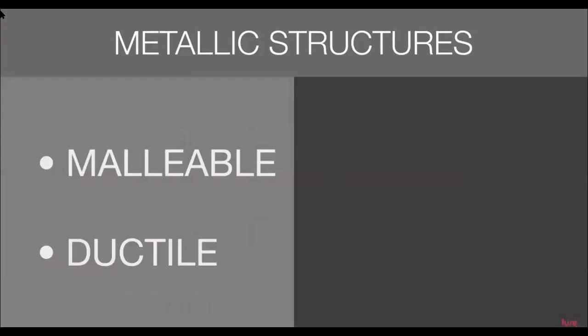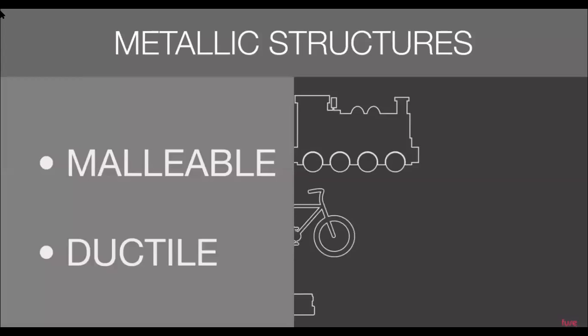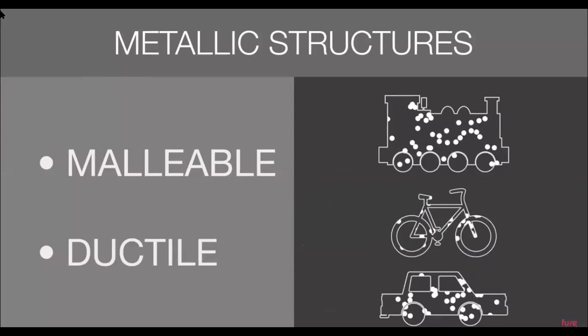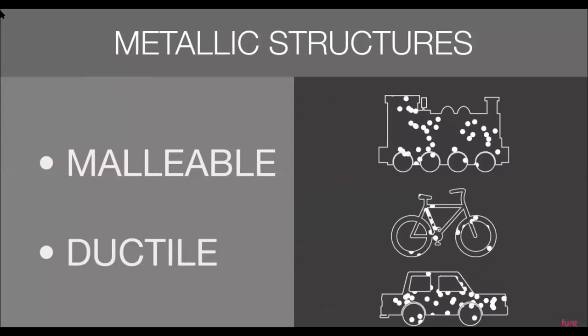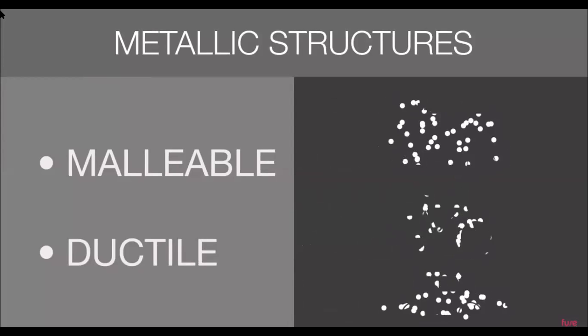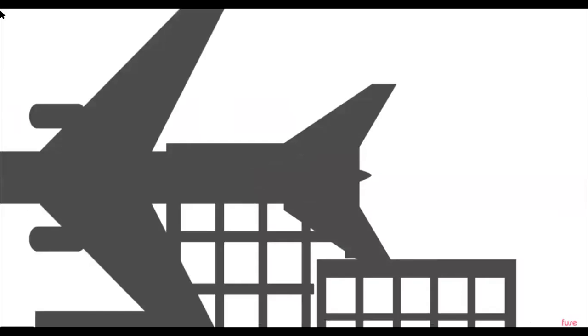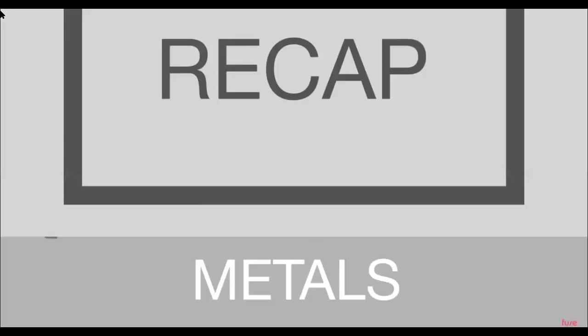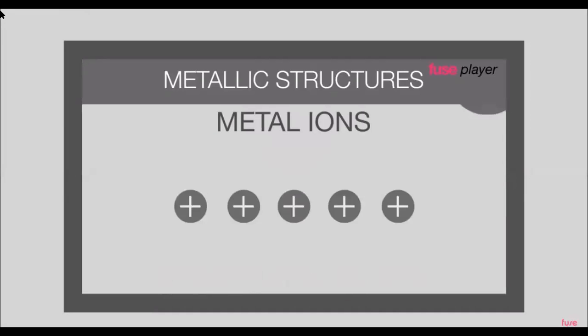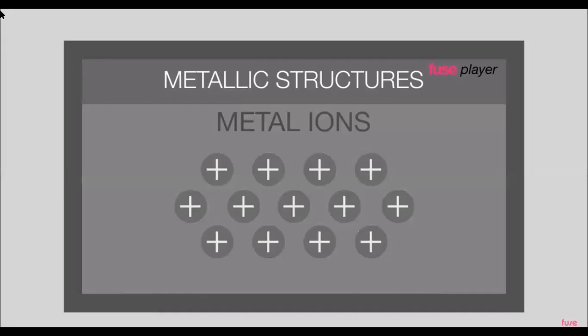Metals are malleable and ductile because no matter what shape the metal takes, the free-floating electrons will conform to that shape. The strong electrostatic attraction will remain, and therefore the structure stays intact. Let's think about it. Cars and bicycles, trains, planes, buildings, cutlery, spectacles, furniture, and endless items can be made from metals.